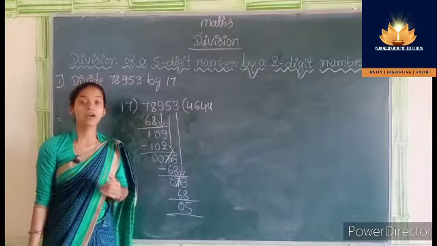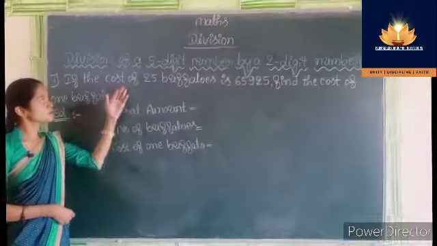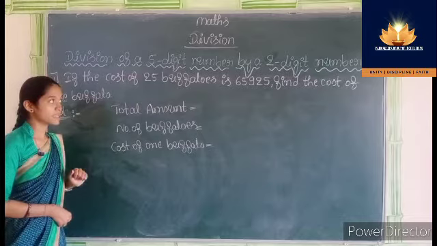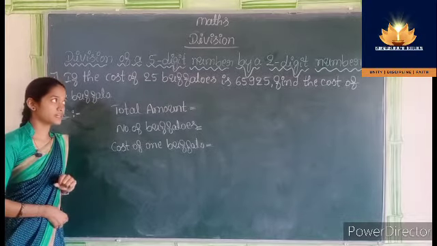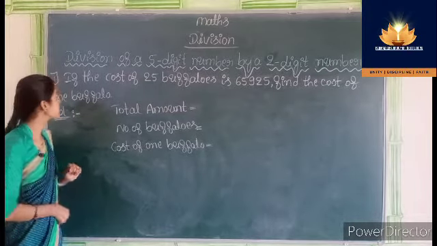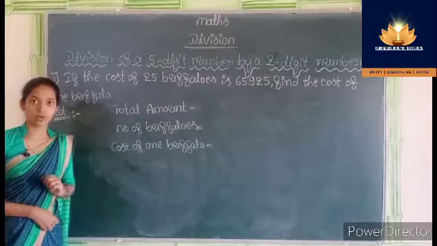and 4,644 as a quotient. If the cost of 25 buffaloes is 65,925 rupees, find the cost of one buffalo.